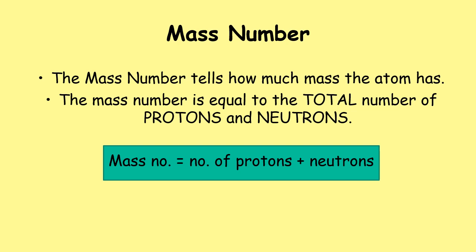Finally, we have the mass number, and the mass number tells us the number of protons plus the number of neutrons. And so if we know the atomic number, which tells us the number of protons, we could also say that the mass number is equal to the atomic number plus the number of neutrons.